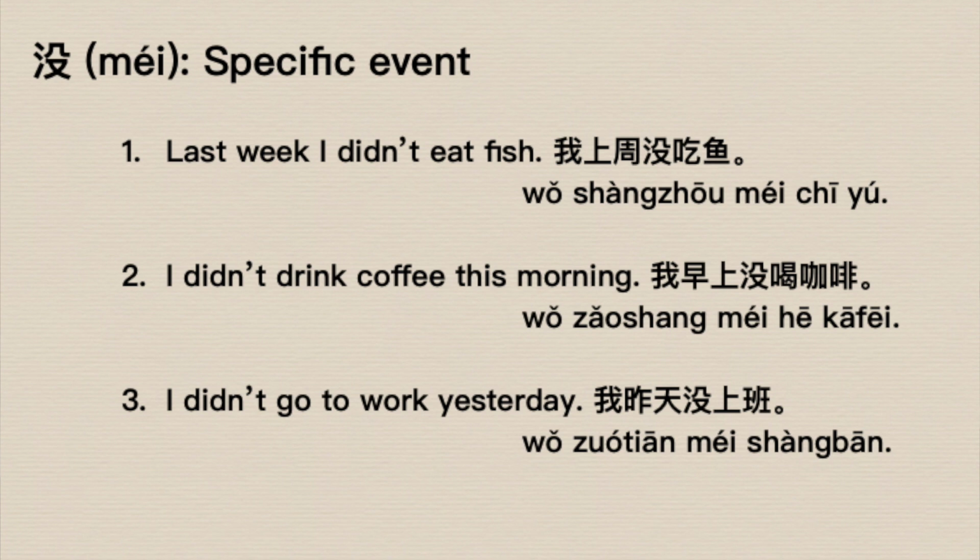With mei, however, we are talking about a specific thing that didn't happen at a specific time. So for example, last week I didn't eat fish. Like I didn't eat fish at that one time we went to the seafood restaurant. I didn't eat fish. I didn't drink coffee this morning. I didn't go to work yesterday. We're talking about a specific thing. Yesterday I did not go to work. We're not talking about in general. We're talking about specifically yesterday I didn't go to work.